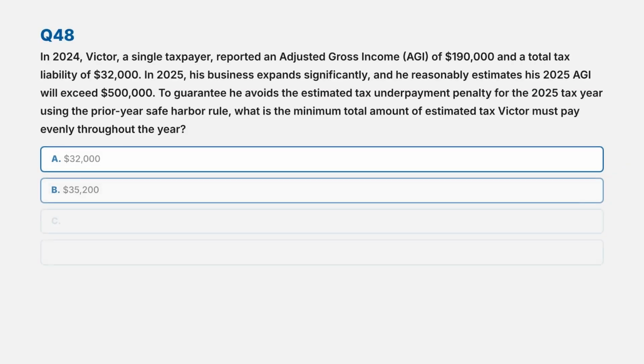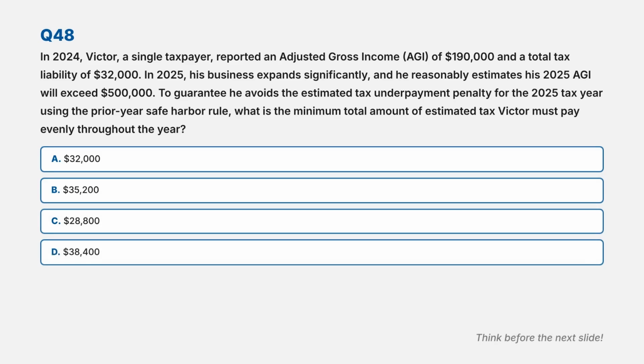Question 48. Here's the scenario. In 2024, Victor, a single taxpayer, reported an adjusted gross income (AGI) of $190,000 and a total tax liability of $32,000. In 2025, his business expands significantly and he reasonably estimates his 2025 AGI will exceed $500,000. To guarantee he avoids the estimated tax underpayment penalty for the 2025 tax year using the prior year safe harbor rule, what is the minimum total amount of estimated tax Victor must pay evenly throughout the year?